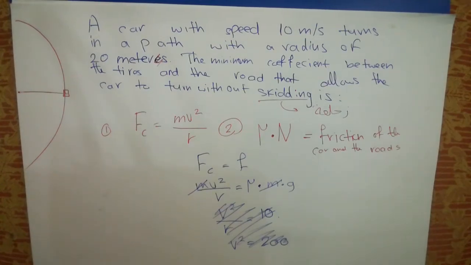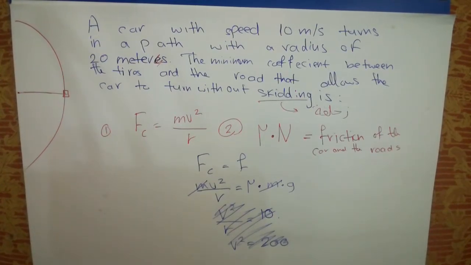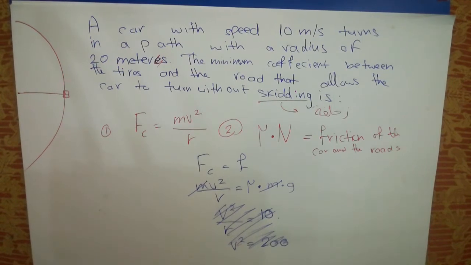A car with speed 10 meters a second turns in a path with a radius of 20 meters. What is the minimum coefficient of friction between the tires and the road that allows the car to turn without skidding? So we understand two things first.